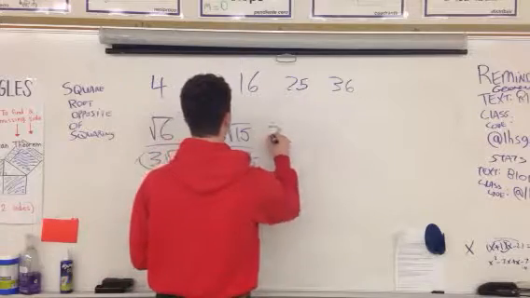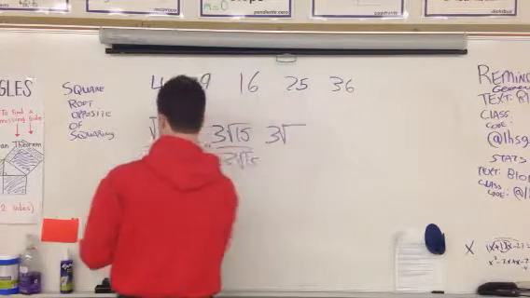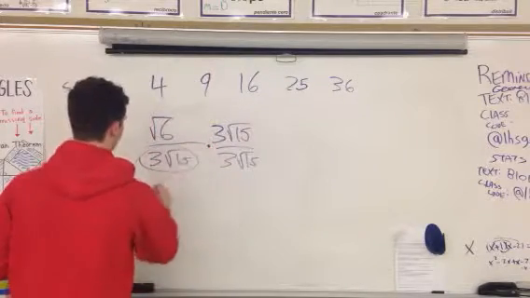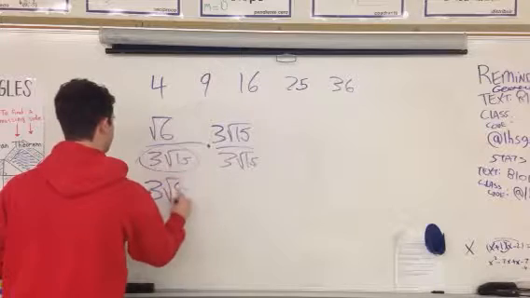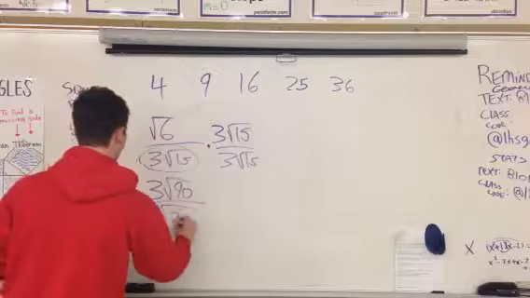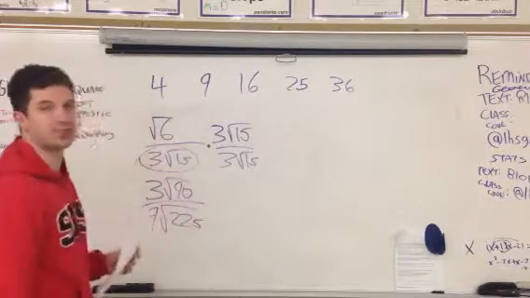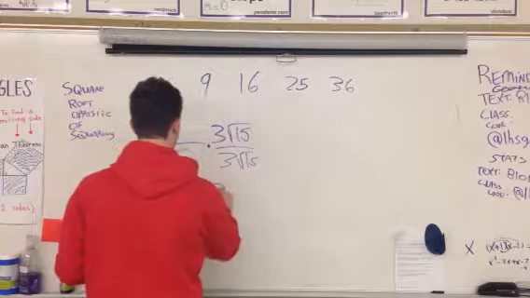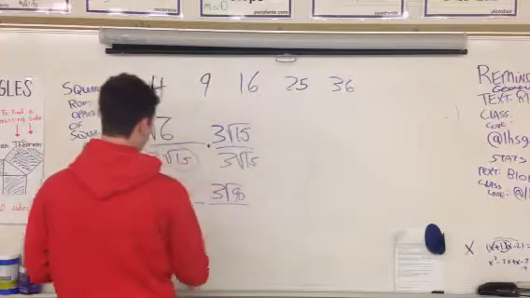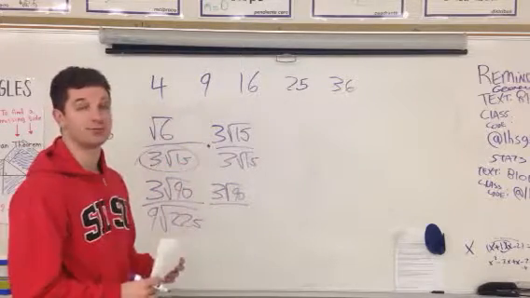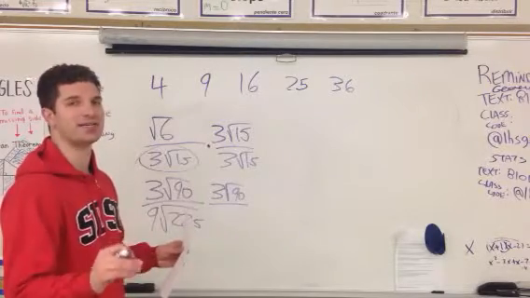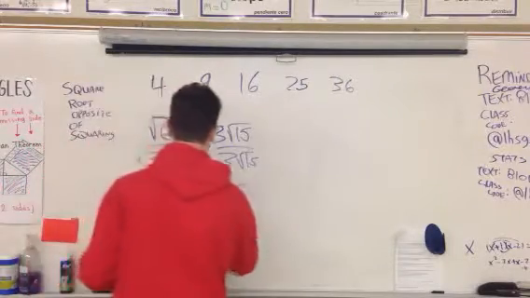I end up with 3 square root of 90. Write this down here. So 3 square root of 90 over 9 times the square root of 225. Square root of 225 is simply 15. So this is 3 square root of 90 over 9 times 15. So 9 times 15, 10 times 15 is 150. So 9 times 15 is 15 less, which is 135.